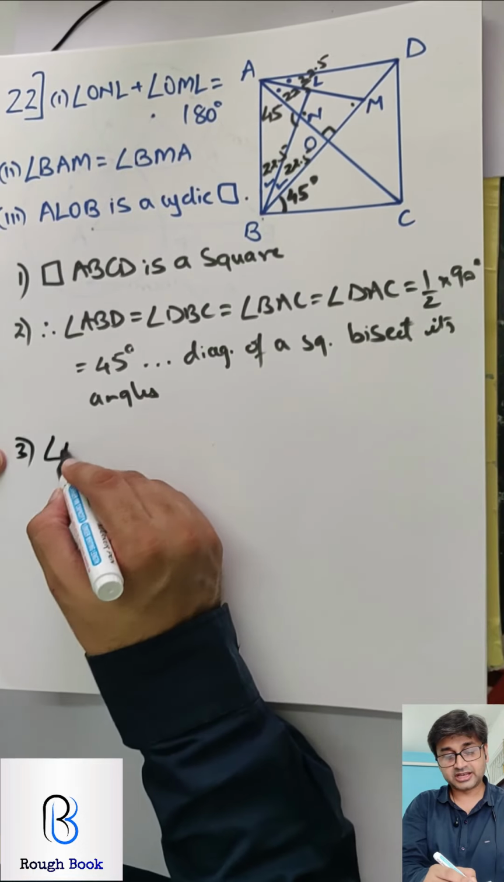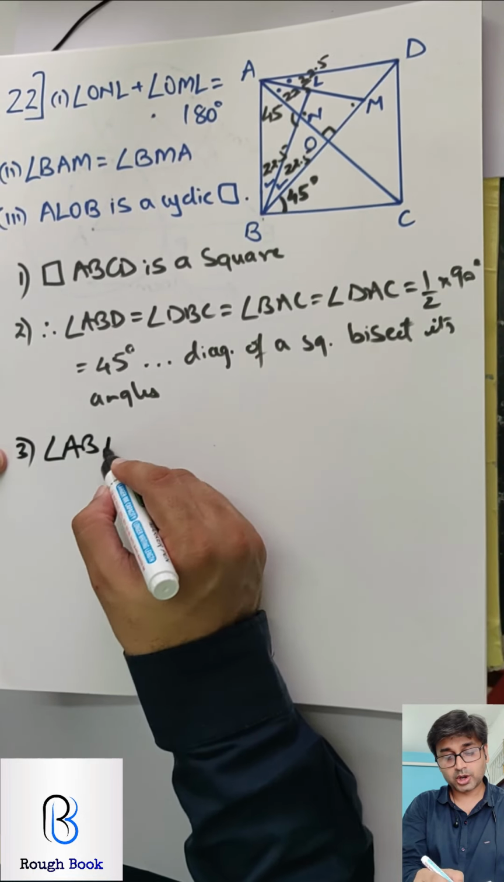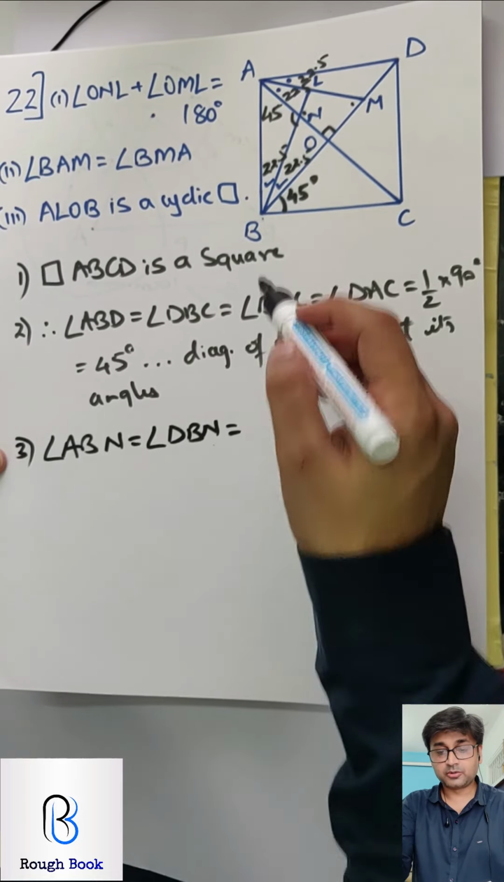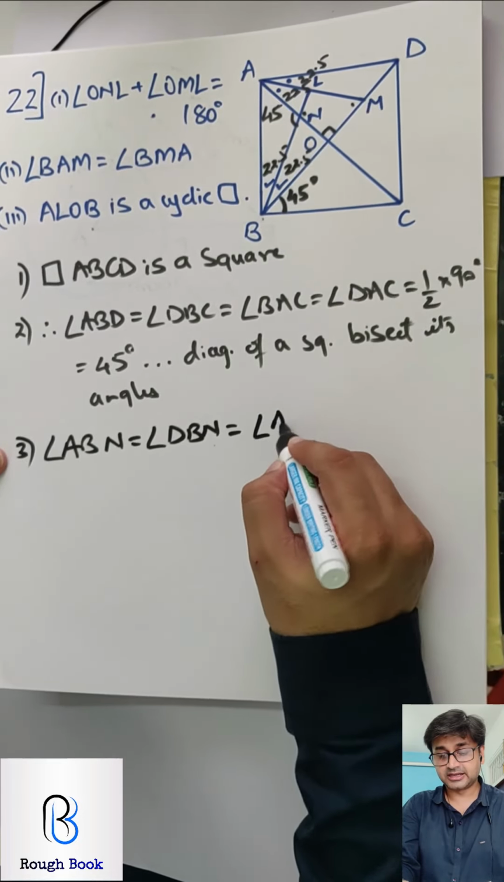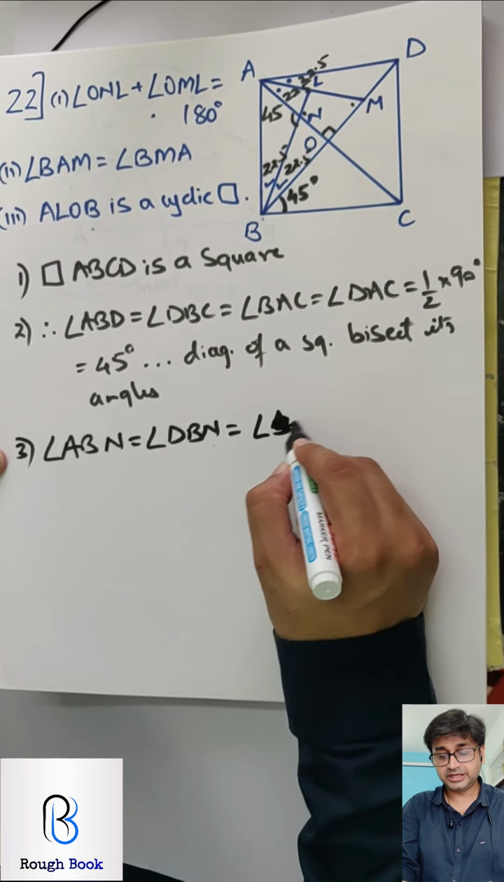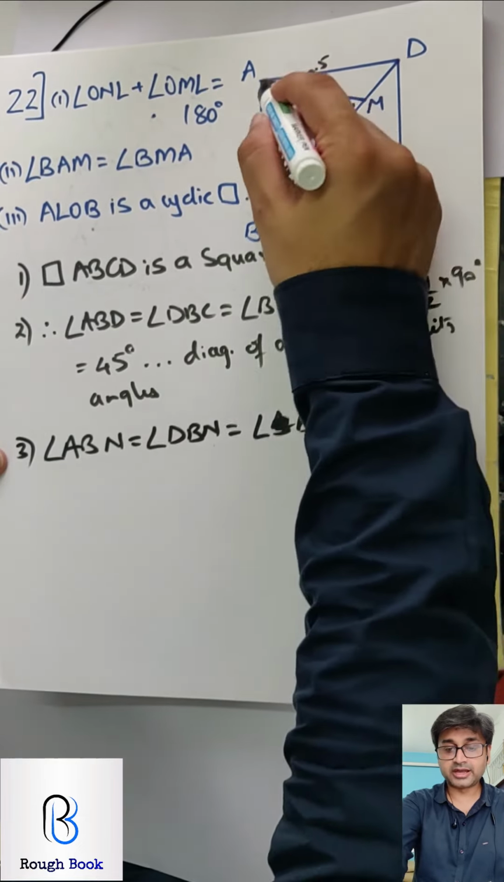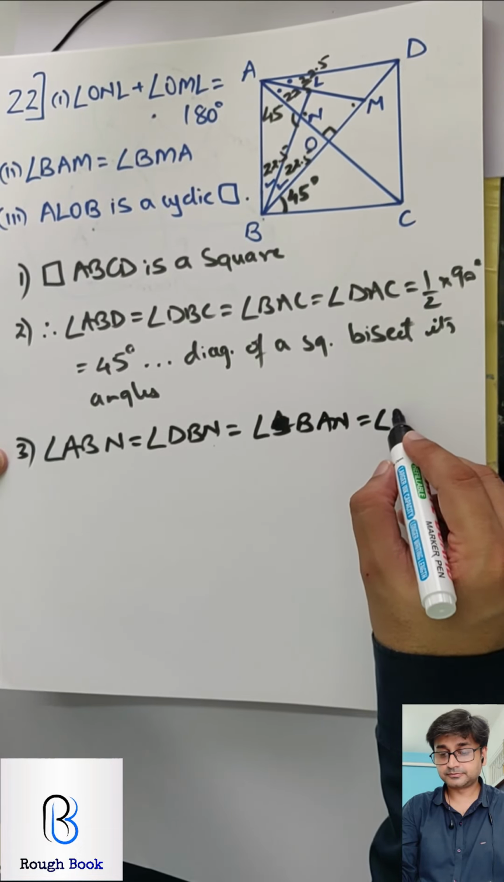So we will further say angle ABN is equal to DBN is equal to this one, that is angle BAN equals angle DAN.